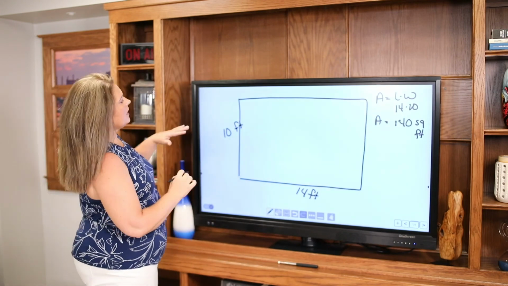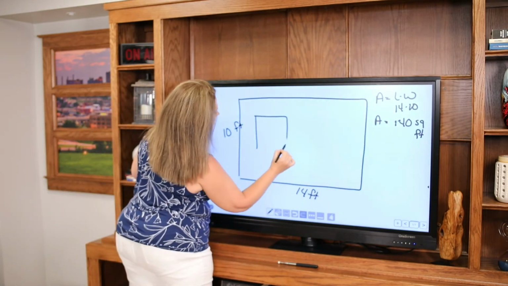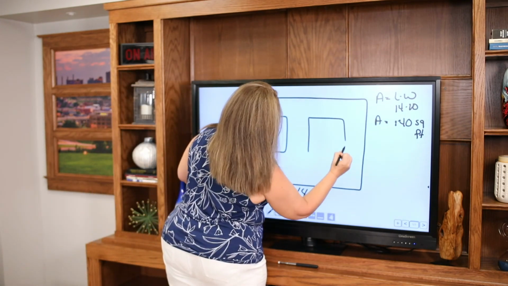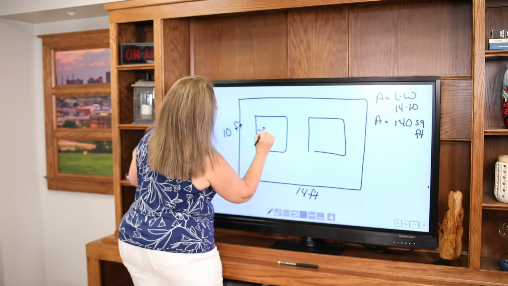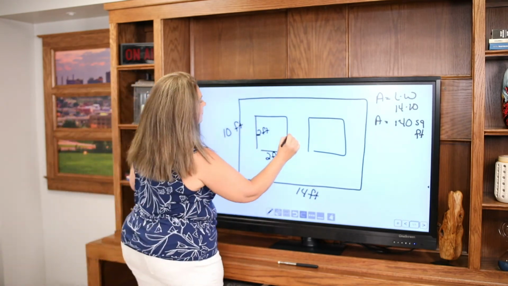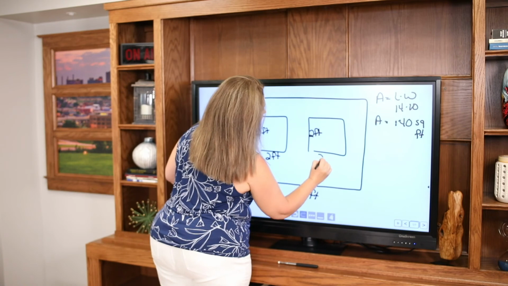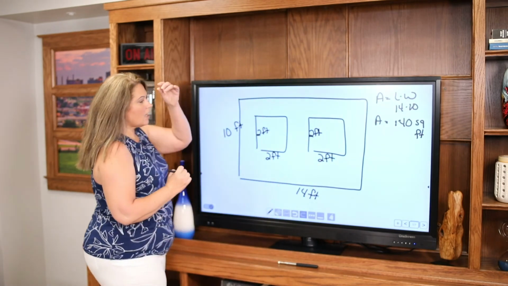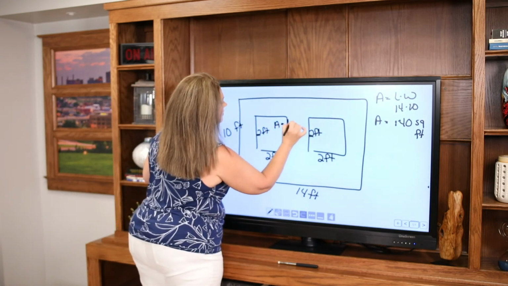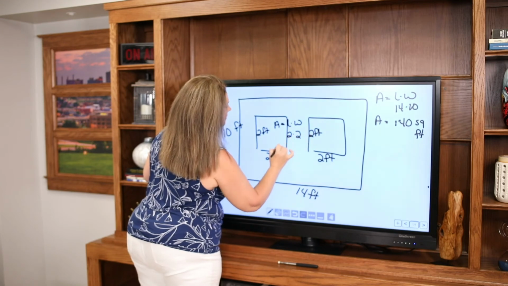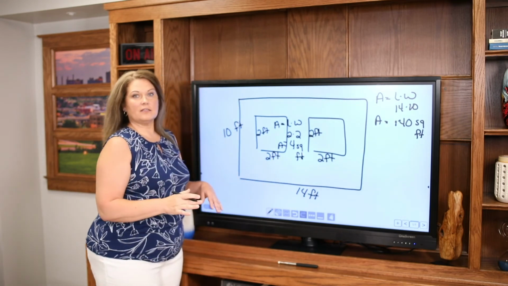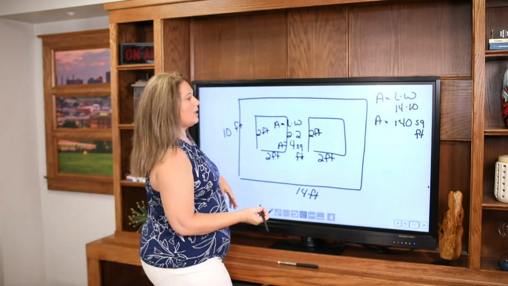Okay? Now, I have two windows. They're going to be square. I hope it looks like a square, okay? And they're going to be the same size. They're going to be 2 feet by 2 feet. And I know 2 feet by 2 feet by using the same formula is 4 square feet. I have two windows, so I'm just going to multiply that.